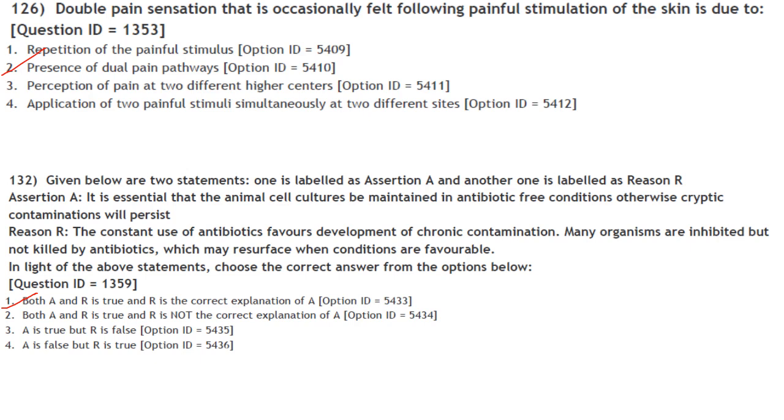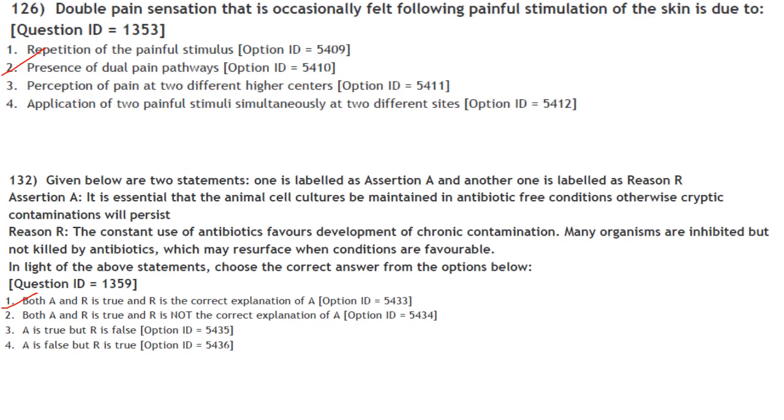Double pain sensation that is occasionally felt following painful stimulation of the skin is due to. So double pain sensation is two sequential pain sensations in a short time interval. The first one is immediately after the damage and it is followed several seconds later with an additional pain sensation. So it is due to the presence of dual pain pathways. Answer is option 2. Then next one.